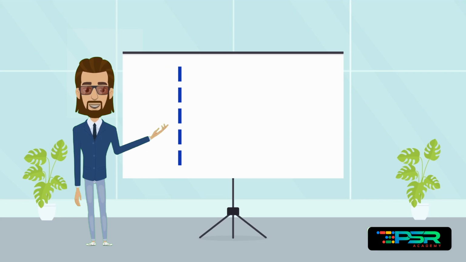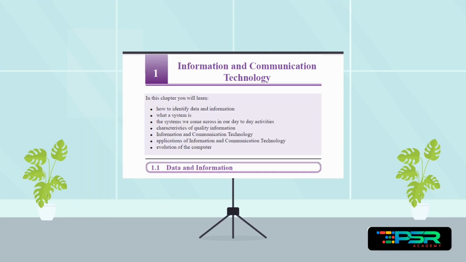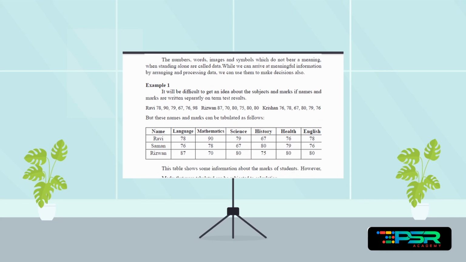Remember, to make information truly useful, it should be relevant, complete, accurate, timely, and cost-effective. When information has these qualities, you can rely on it to make informed decisions every day. In this session, you learned about data versus information and how to distinguish between them.